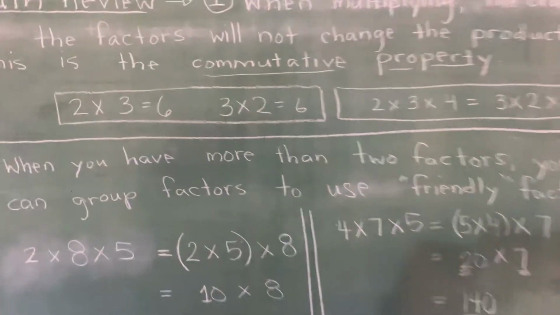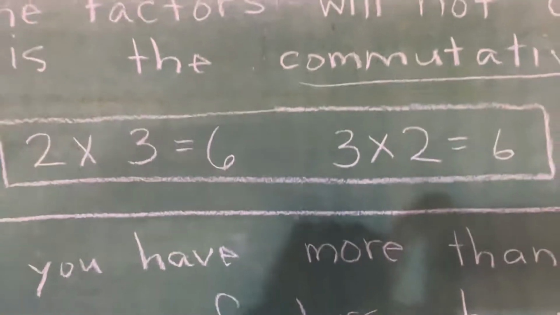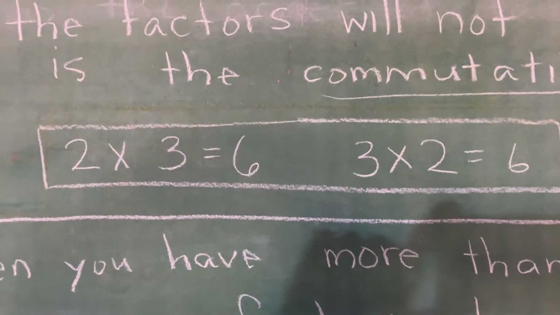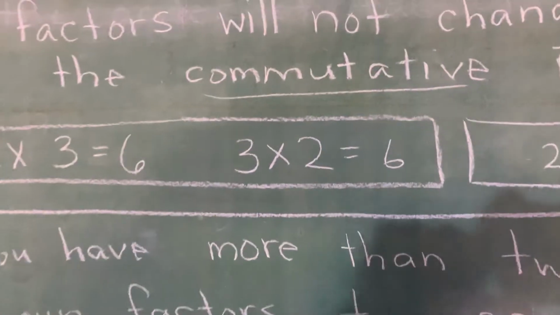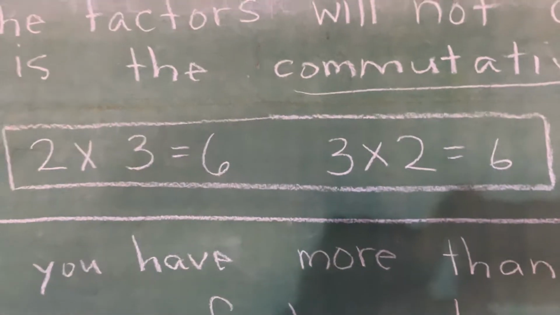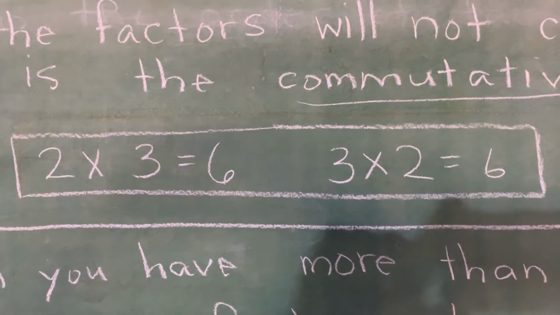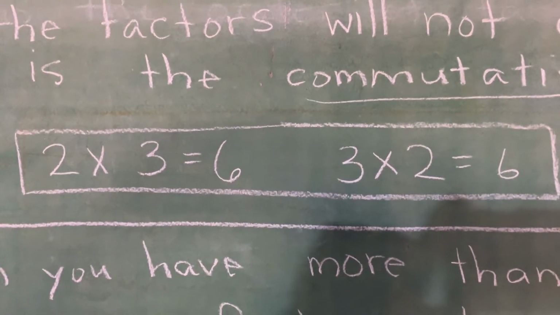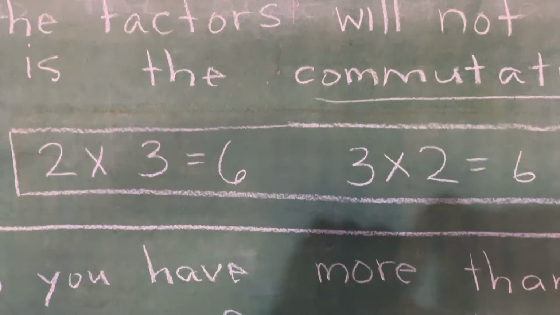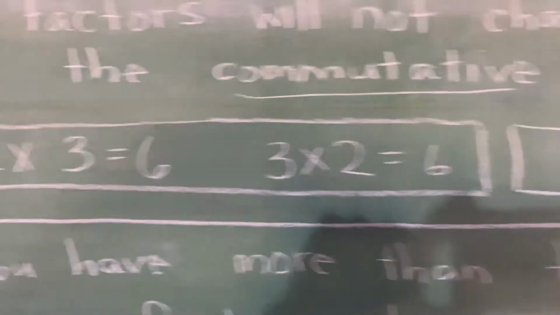So I put two examples up here. We've got this one here, 2 times 3 equals 6, and 3 times 2 equals 6. You can see that the factors are the same. The 2 and the 3 are in both equations, and the product is the same. The product is unaffected by the factors being switched.